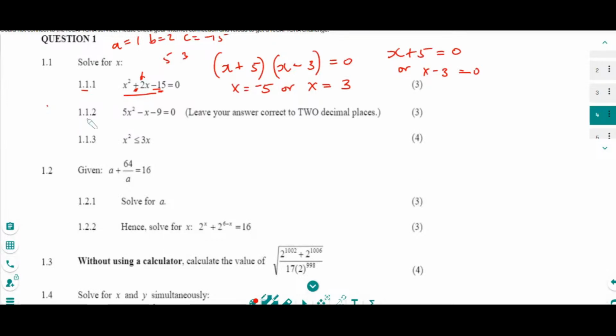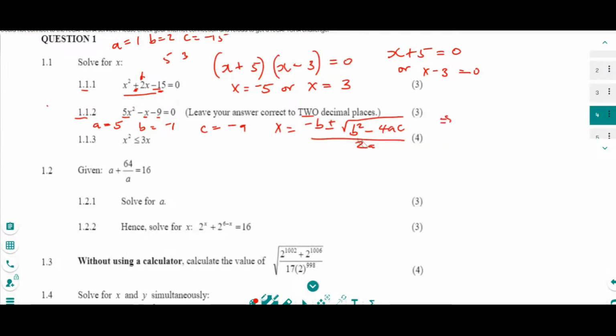Then 1.1.2, 5x squared minus x minus 9. Now they're asking us to leave our answers correct to two decimal places. So in this case, the easiest option would be to use the quadratic formula. Our a is 5, our b is negative 1, and our c is negative 9. The quadratic formula is x equals negative b plus or minus the square root of b squared minus 4ac, divided by 2a.